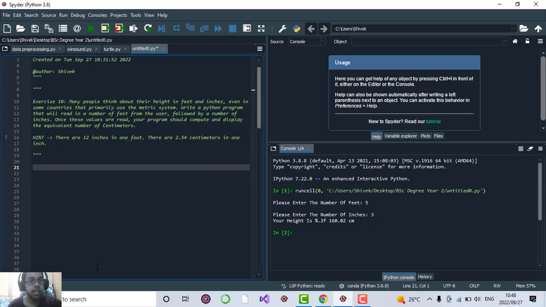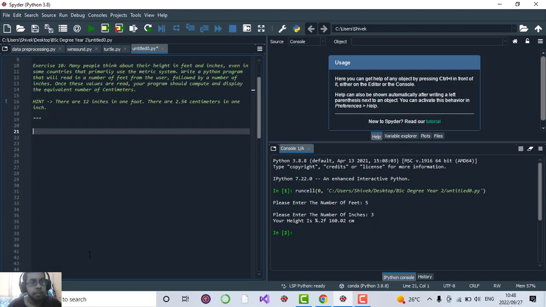Okay, there we have it. Exercise 10. Many people think about their height in feet and inches, even in some countries that primarily use the metric system. Write a Python program that will read in a number of feet from the user, followed by a number of inches. Once these values are read, your program should compute and display the equivalent number of centimeters. Hint: there are 12 inches in 1 foot, there are 2.54 centimeters in 1 inch.